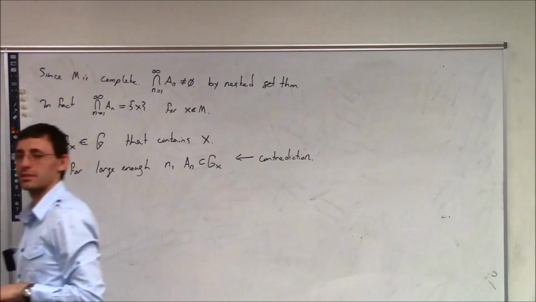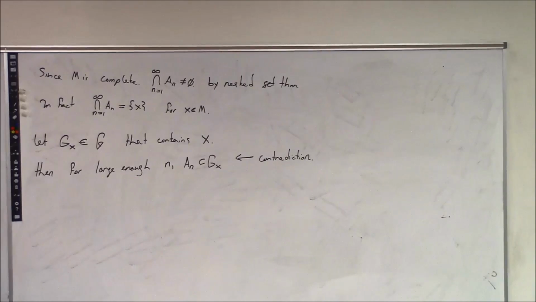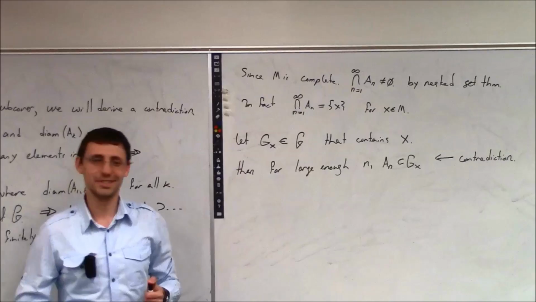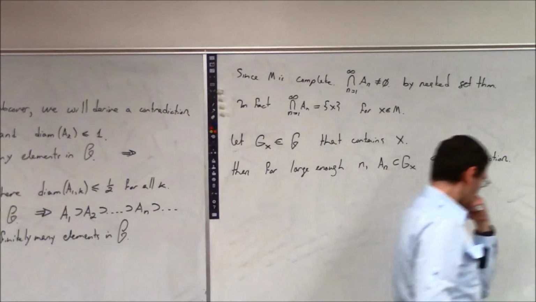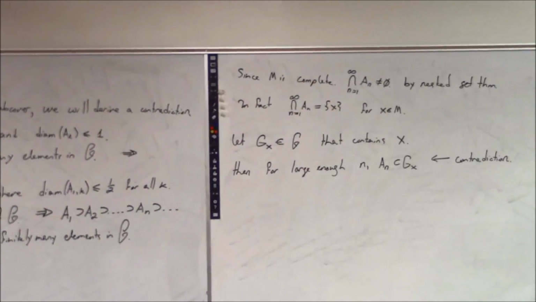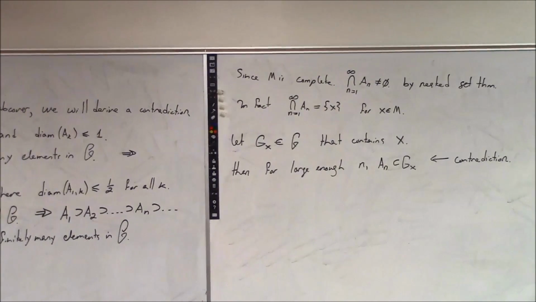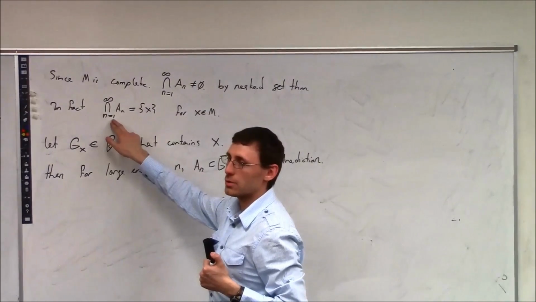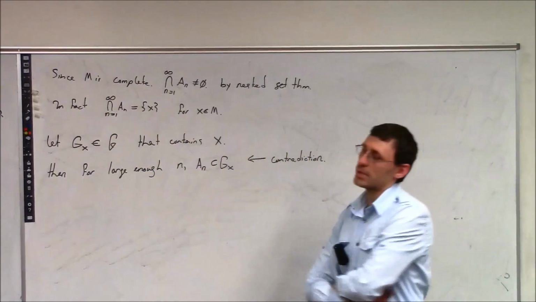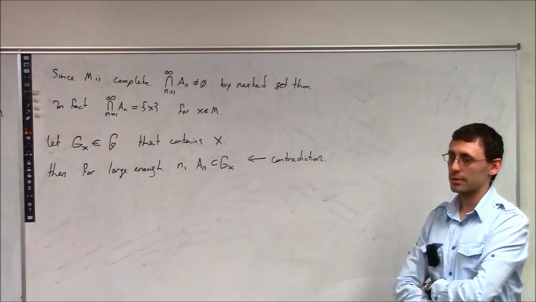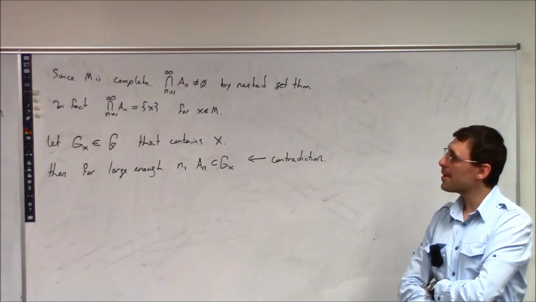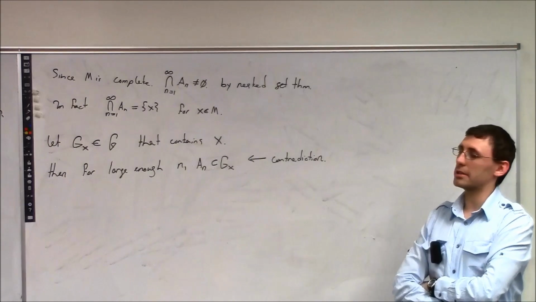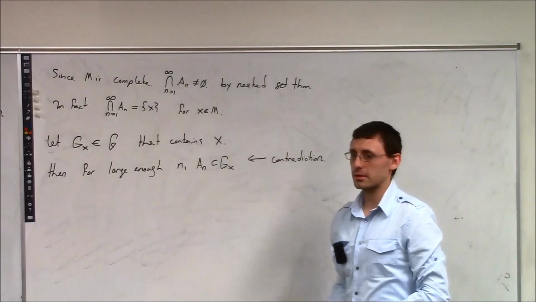Why is it a contradiction? Do you see why it's a contradiction? So first of all, we have this intersection of closed sets whose diameter is vanishing to 0. Does that give you a finite subcover? That actually gives you not only a finite subcover, but a subcover of exactly one element.